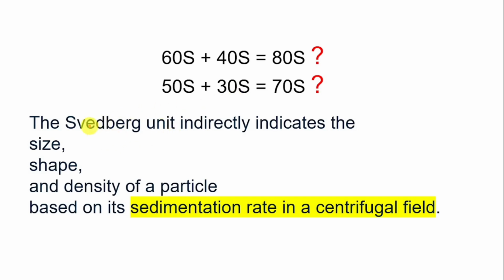So the S stands for Swedberg unit, and sedimentation rate in a centrifugal field depends on the size of the ribosomes, shape of the ribosome, and finally the density of ribosomes. So all these will contribute to this value 60S and 40S. Here we are talking about the large subunit and small subunit. This is large and this is small. Together they form the intact ribosome. Clear? So the S is for Swedberg unit and S is sedimentation rate, not the weight of ribosomes.